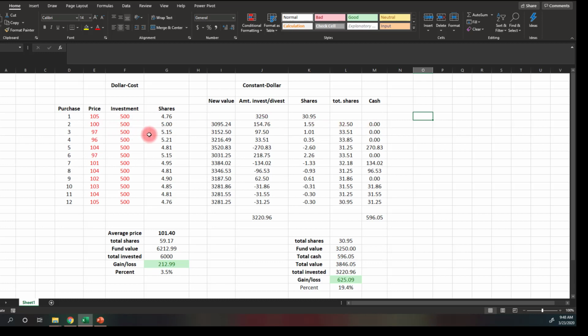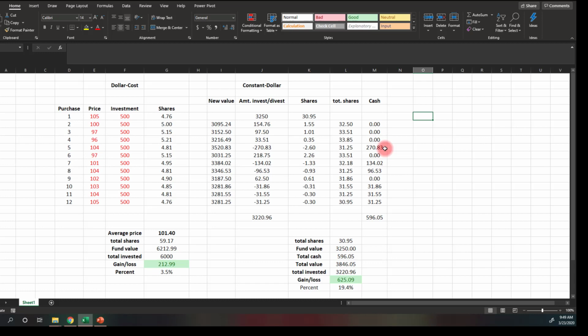Now we go to time period 3. It's fallen again. The value of his fund is down below $3,250. He puts $97.50 into it, buys a little over a share. He's got 33.5 shares, and so on. Look what happens in time period 5 when it goes up to 104. Now he gets to sell shares. The value of the fund is $3,520, so he's going to sell $270 worth. That's what this minus sign means. He's going to sell 2.6 shares. He's going to have 31.25 remaining, but notice that he's parked nearly $71 in cash.